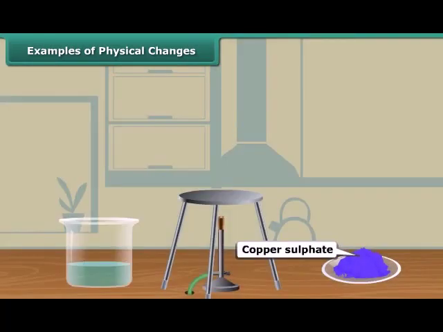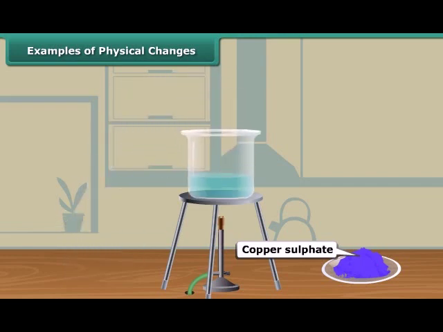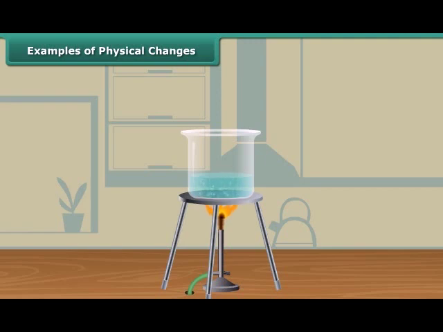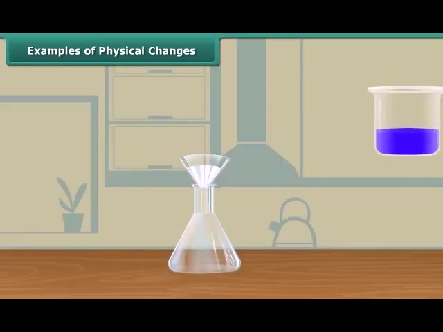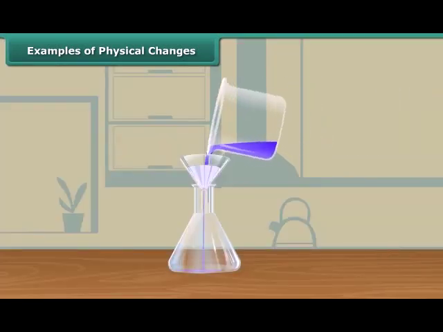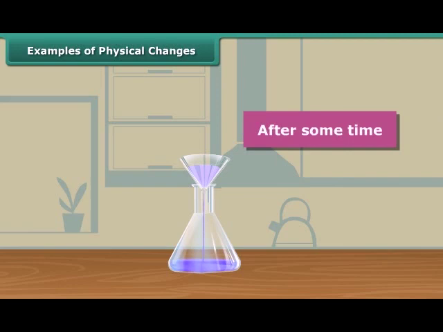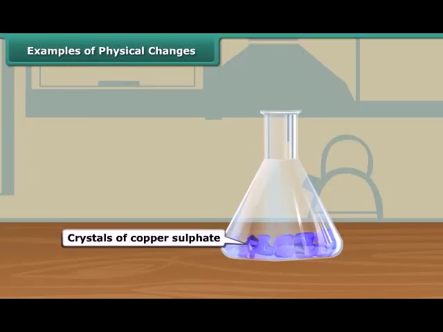To prepare pure crystals of copper sulfate, take about 100 milliliter water in a beaker. Acidify the water with few drops of dilute sulfuric acid. Now heat the water. When it starts boiling, add copper sulfate powder slowly with continuous stirring till a saturated solution is obtained. Filter the solution. Allow it to cool. After some time, you will see blue-colored shining crystals of copper sulfate in the solution.